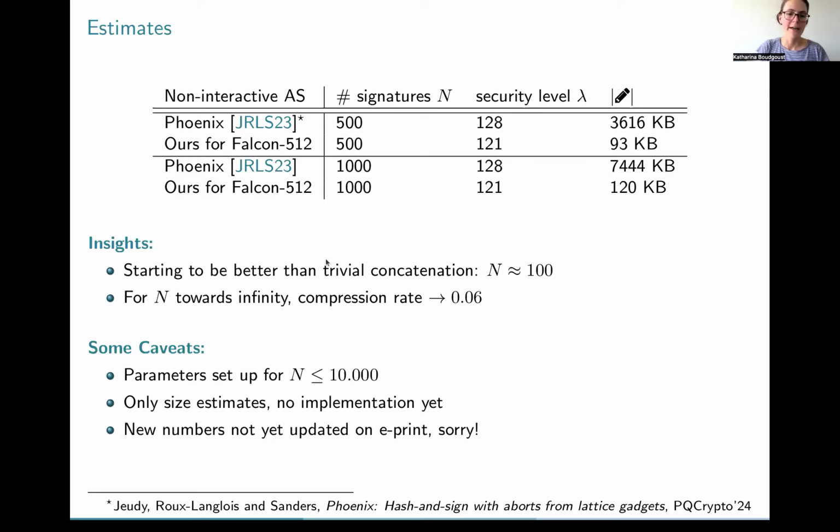And so just some more numbers: our aggregation starts to be better than the triple concatenation starting from roughly 100 signatures. And if n goes towards infinity, we get to a 0.06 compression rate. And as I said at the very beginning, answering Eamon's question, we don't get towards 0 for infinity because we have linear size, but the salt is only a small part, so it actually gets to a very small constant here.